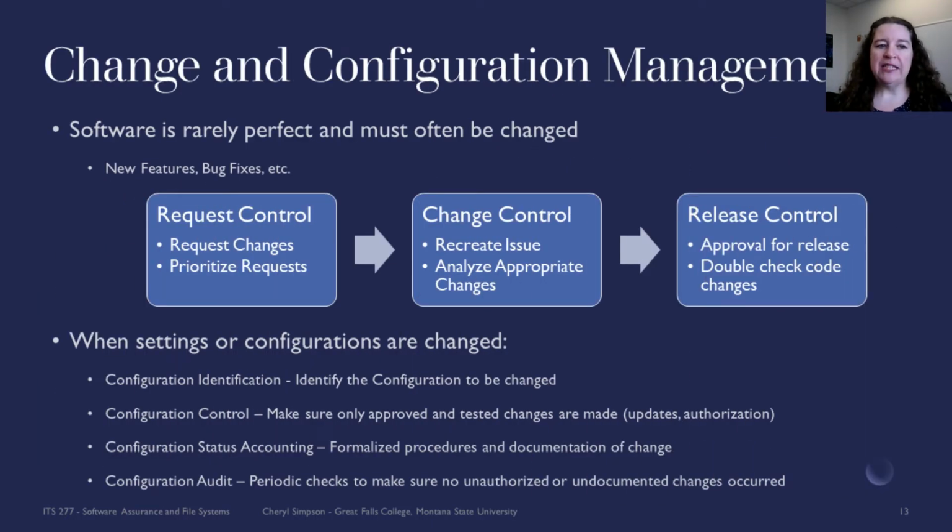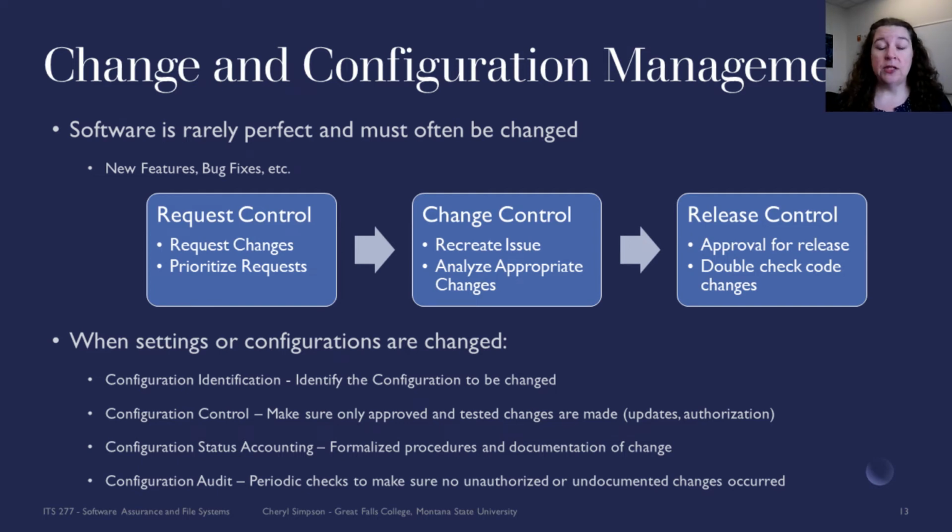Once your software is finished, we talk about change and configuration management, because very, very rarely is software perfect the first time it gets implemented. Most of the time we have to fix things or we have to change things. So when we talk about change management, there are 3 steps, and then we'll talk about configuration management. Change management follows the steps of requesting control, changing control, and then releasing control. These are things for new features and for bug fixes.